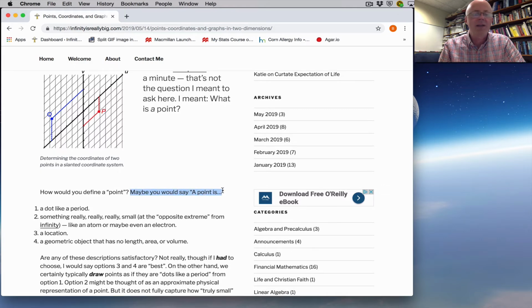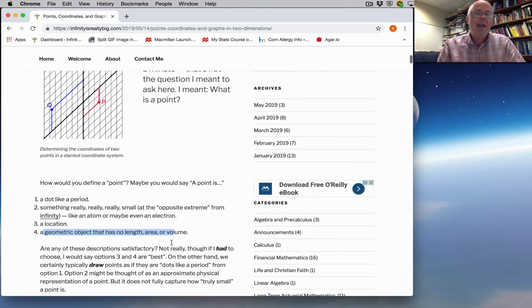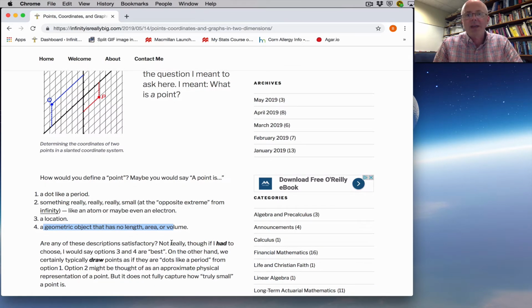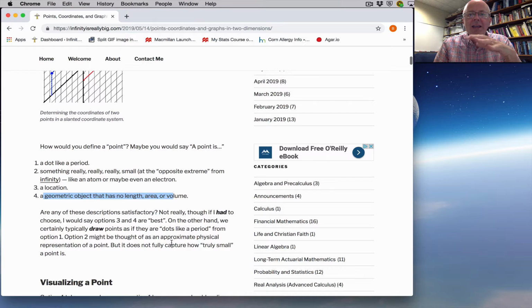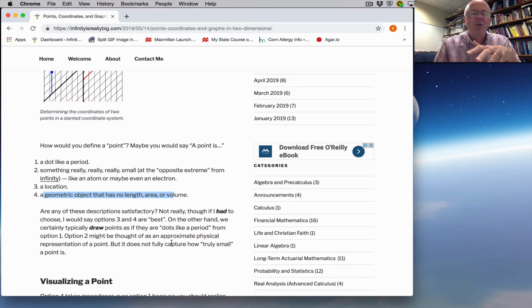You might say a point is maybe a dot like a period, or something really small, maybe like an atom or maybe even an electron, a location or a geometric object that has no length, area, or volume. And those are things people might answer when they are asked what a point is, but none of them is really good enough as a definition, okay? I talk about how they're sort of okay and give you some intuition, but that's not really good enough for a mathematical definition.